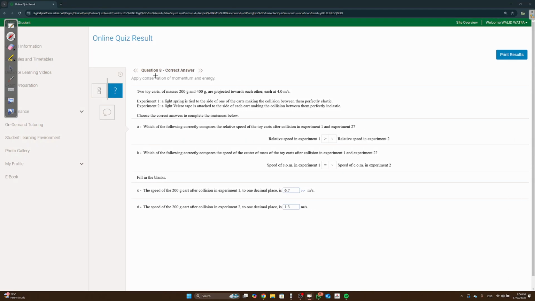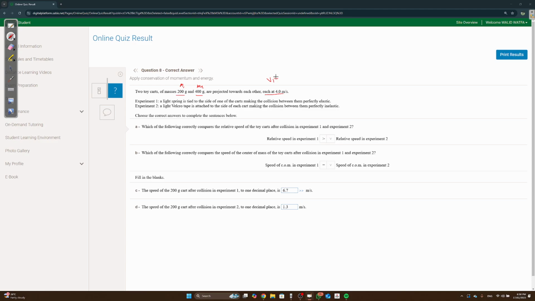Question 8. Two toy carts of masses 200 grams and 400 grams are projected towards each other, each at 4 meters per second. Here is M1, here is M2, and the U. Sorry, U not V. We're going to take U1 to be 4 meters per second and U2 to be negative 4 meters per second. Why? Because they're moving towards each other, so one of them has to be positive, one has to be negative. Let's take it like this.